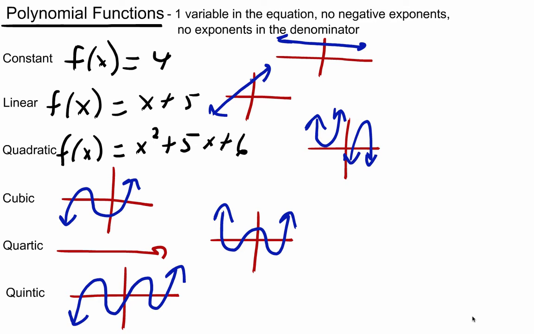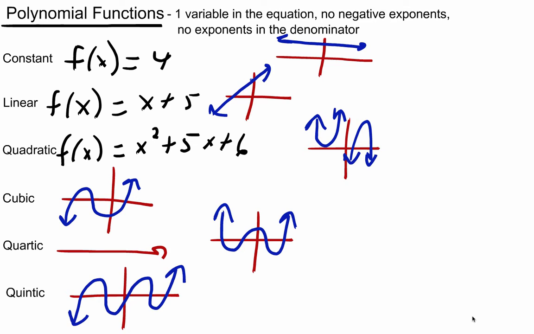So the linear crosses once. The quadratic either crosses twice or none. If it doesn't cross at all, then it's going to be imaginary numbers. The cubic crosses the x-axis 3 times. Quartic crosses the x-axis 4 times. And the quintic crosses the x-axis 5 times.